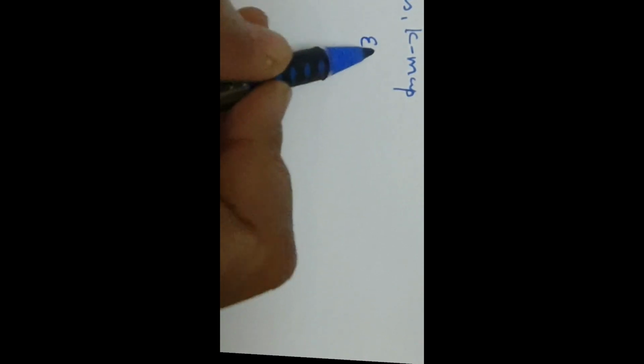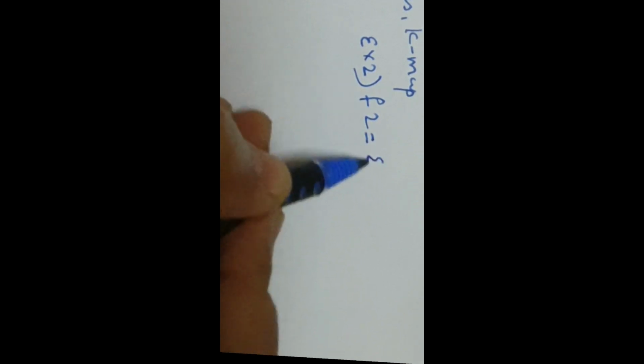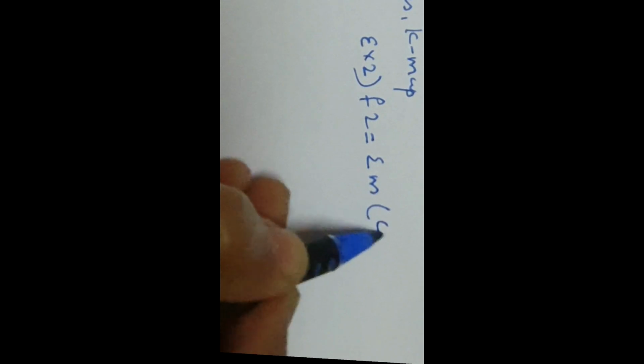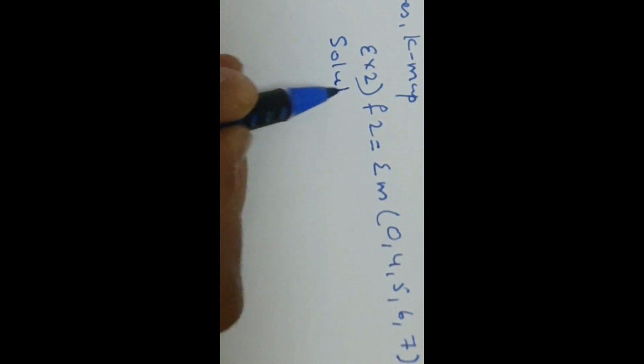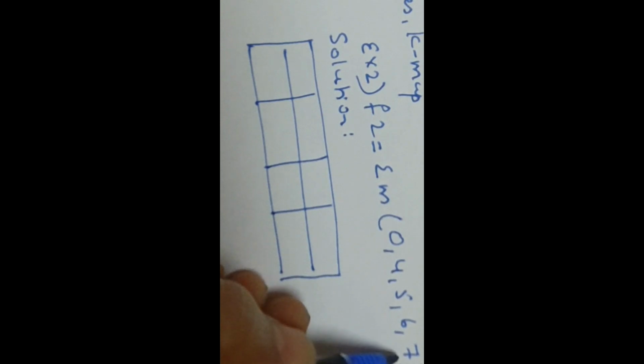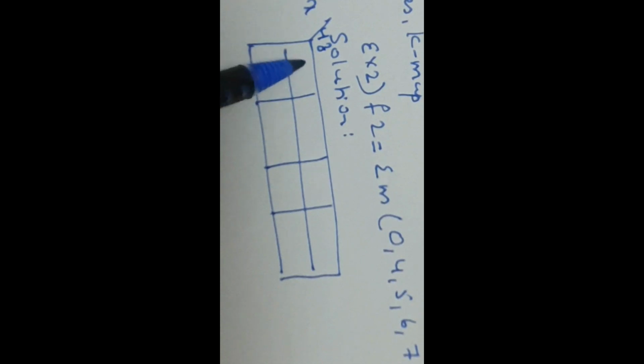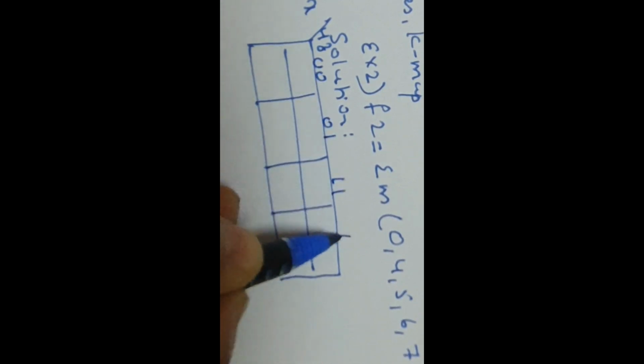Next we shall consider example 2, where f2 is sigma m of 0, 4, 5, 6, 7. Now the solution. So we will draw a K-map of 8 squares. It is a 3 variable Boolean expression because the biggest minterm is 7, and to express 7, 3 bits are needed. Let us take the 3 inputs as x, y, z. We will write here x, y, z, and 0, 0, 0, 1, 1, 1, 1, 0.